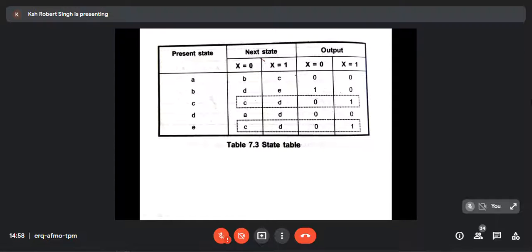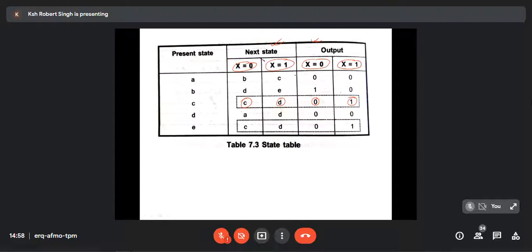We have a state table like this. Some people write like this, with output depending on the input, X is equal to 0, X is 1. If you want to follow like this, no problem. If you want to follow like this also, no problem. What I mean to say is that when you do this, you come to know, see, from C, when X is 0, it goes to C. And then when X is 1, the next state is D. Output is 0 when X is 0, and output is 1 when X is 1.